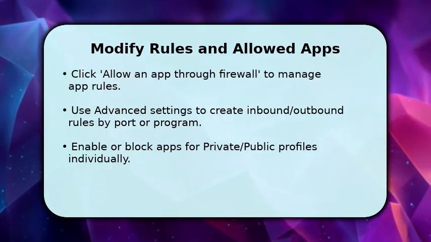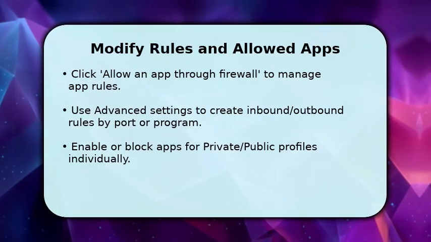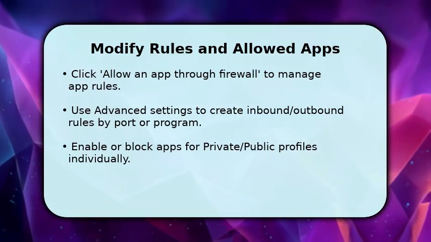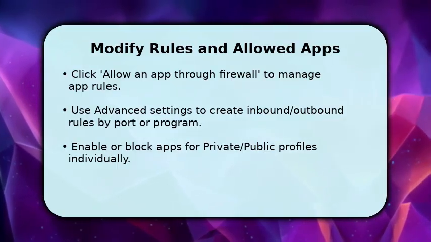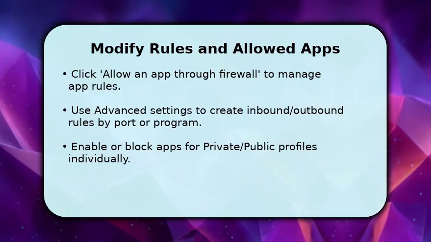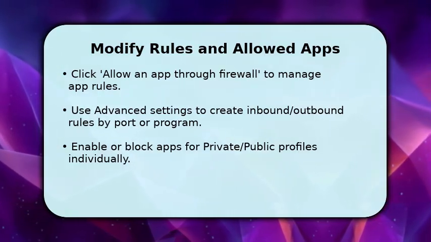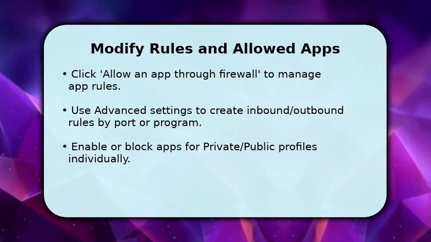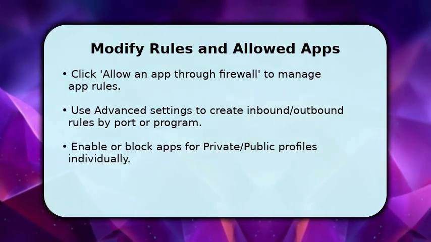For precise control, open Advanced Settings to create inbound or outbound rules. Specify program path, port number, and protocol so only required services communicate. Once rules are added, test the app. If it fails, double-check the rule's scope and protocol, then finish by confirming settings and validating connectivity.